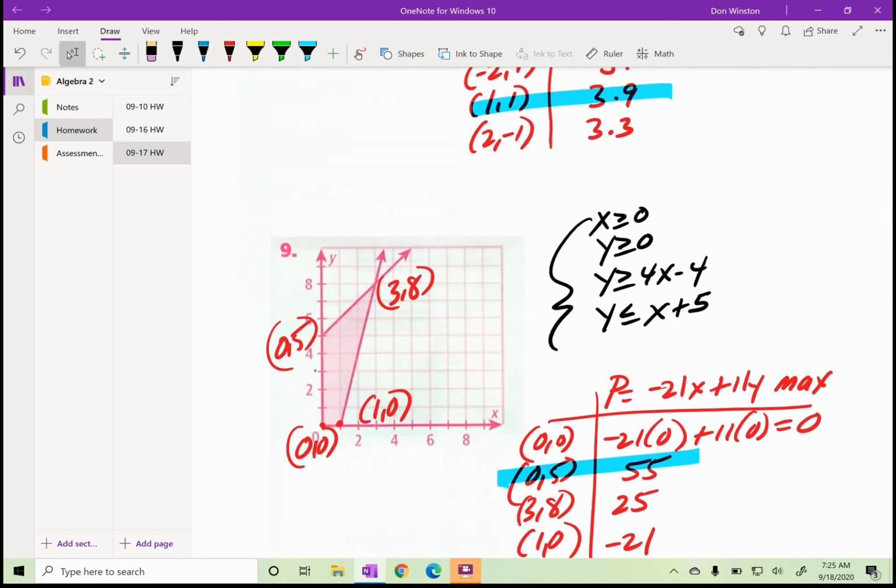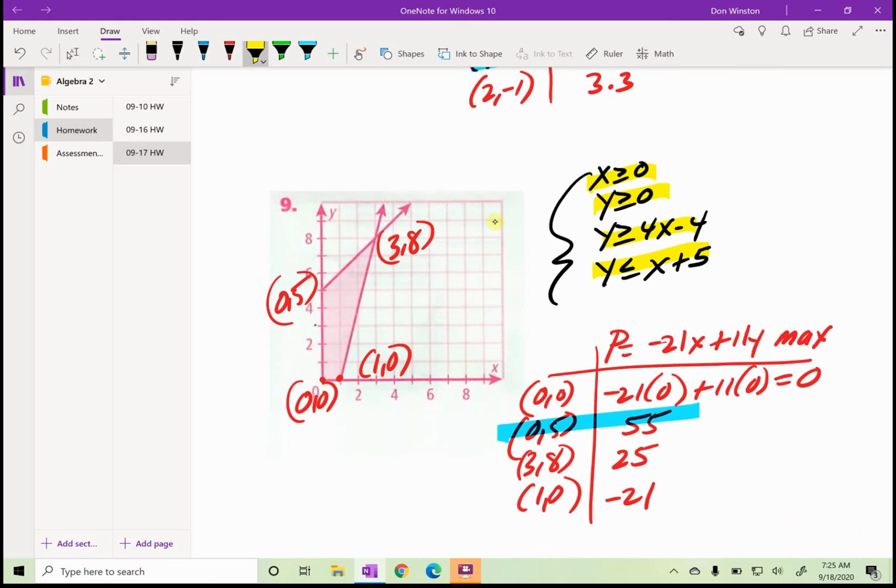Okay, and number 9 went like this here. So again, that's a system of inequalities. All right, and the corner points are 0, 0, 0, 5, 3, 8, and 1, 0. And then they wanted you to maximize the objective function. So you'll substitute in the corner points into the objective function, and negative 21 times 0 plus 11 times 0 is equal to 0. And I did that for the other points, and you get 55 as a max.